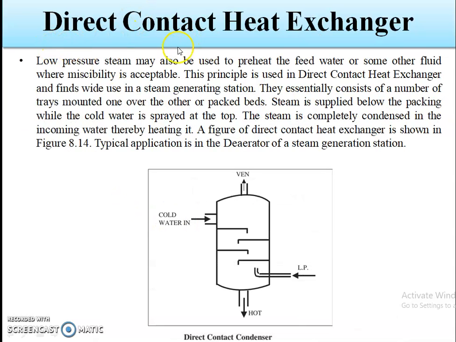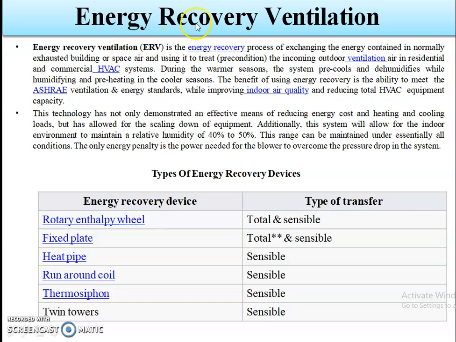In the next slide we discuss the direct contact heat exchanger. In this type of heat exchanger, hot gases from the venturi enter the condenser. With the help of cold water, we spray the cold water to dilute the steam, which is supplied through the packing while the cold water is sprayed at the top. The steam is completely condensed in the incoming water, thereby heating it. The figure of the direct contact heat exchanger is shown. It is an application in the deaerator of the steam generation system.